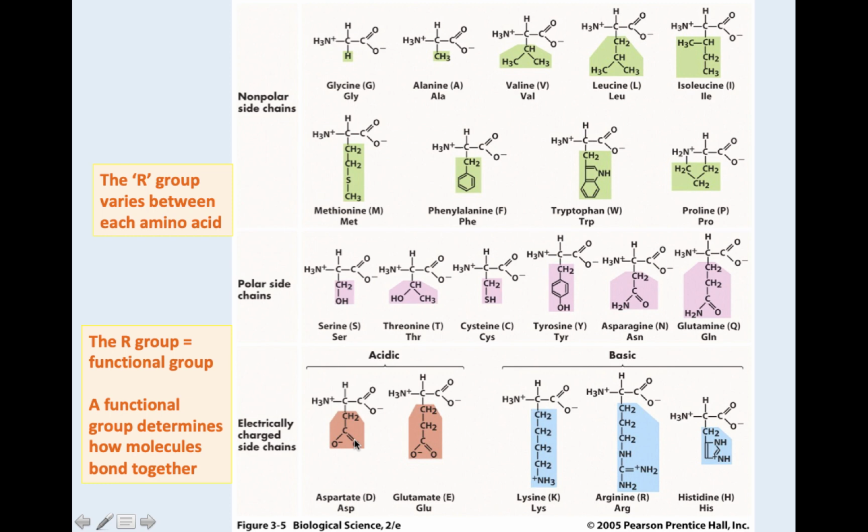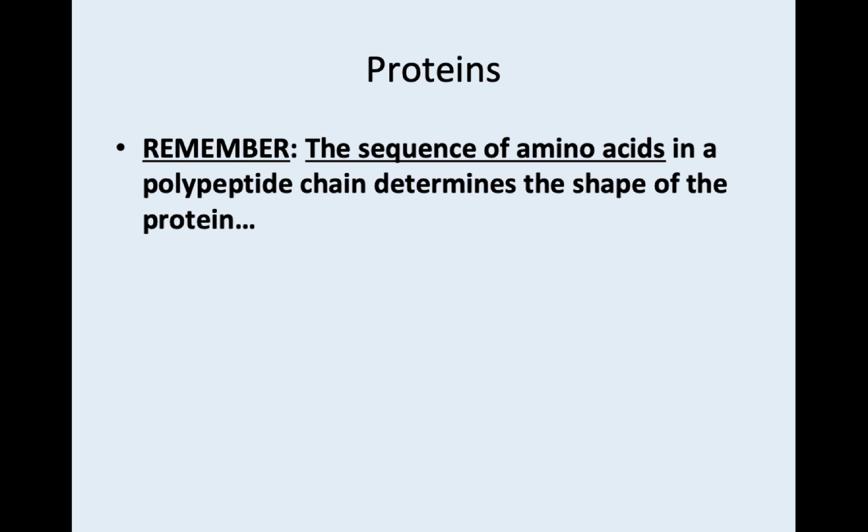All right, so make sure you're really, really clear on this, because this is a really grounding principle from the whole course, which is this sequence of amino acids in the polypeptide chain, which is the chain of amino acids, is going to determine the shape of the protein, and that's going to determine its function.